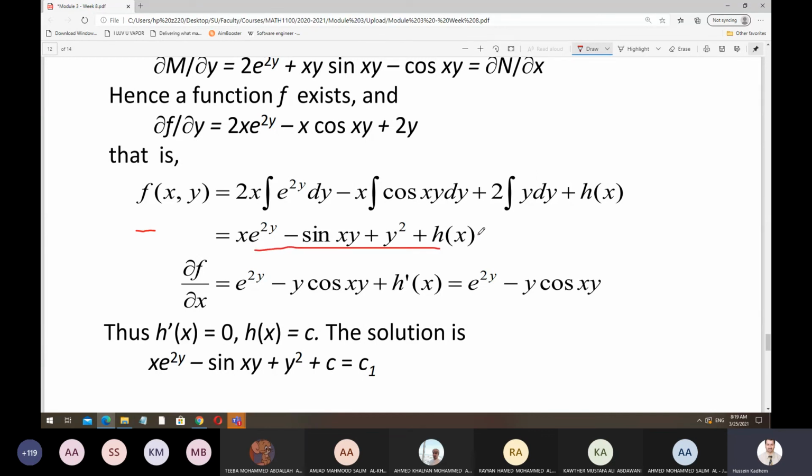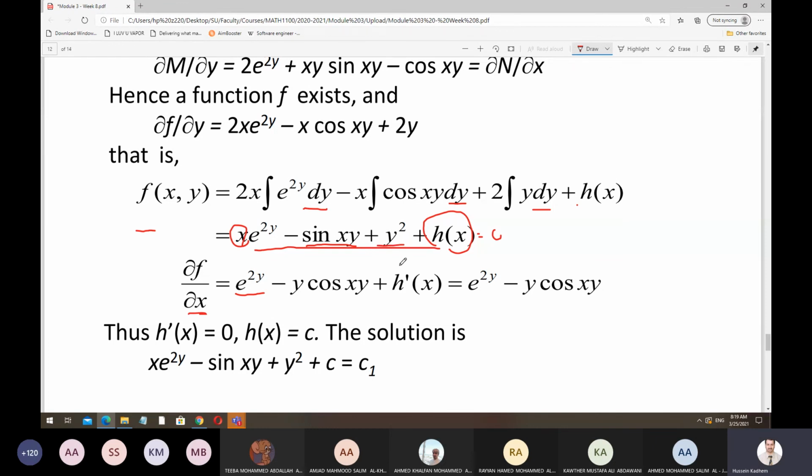So this is the solution. As you can see here, equal C. There is only one more issue, which is to find h of x. Now here I integrated with respect to y. So what I will do, I differentiate with respect to x. It means this one, differentiation of x, it will be 1, so directly exponential 2y. Differentiation of sine xy, it will be cosine.